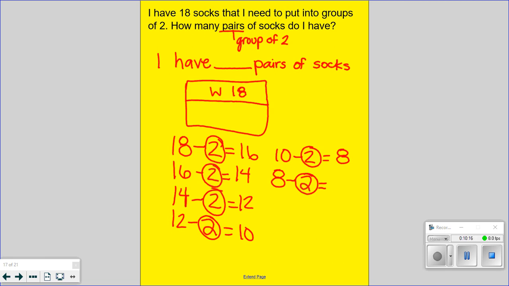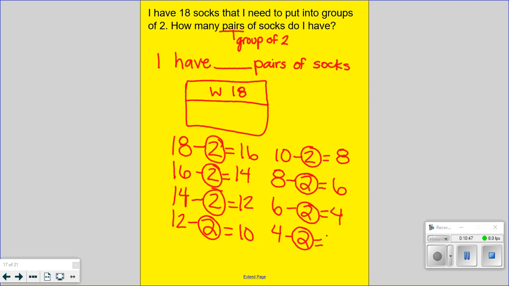Carl? 6. Can I make more groups? Yes. All right, I got 6 now. I'm gonna make another group of 2. How many socks do I have left? Rylan? Now you have 4. I have 4 socks. Can I keep making pairs? Yes. All right, I got 4 socks left. I'm gonna do another group of 2. How many socks do I have left?